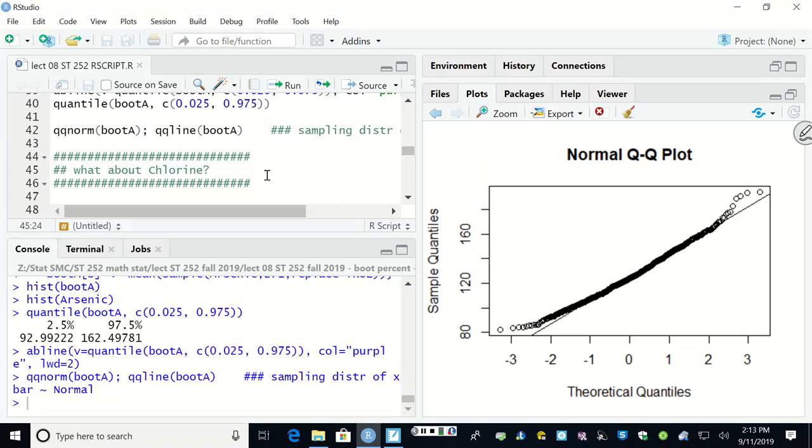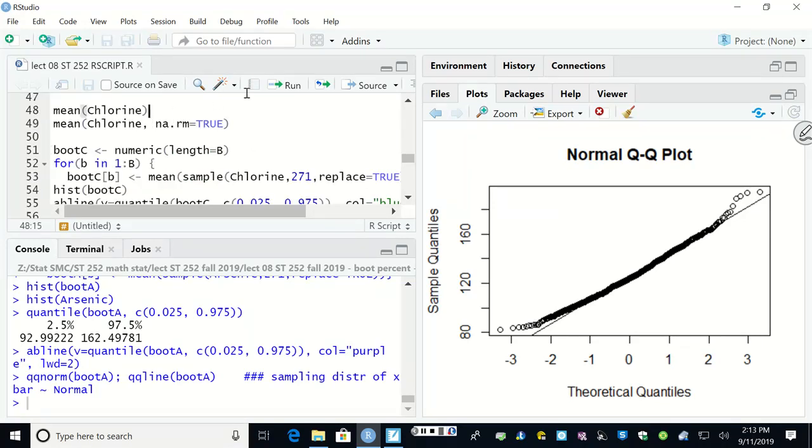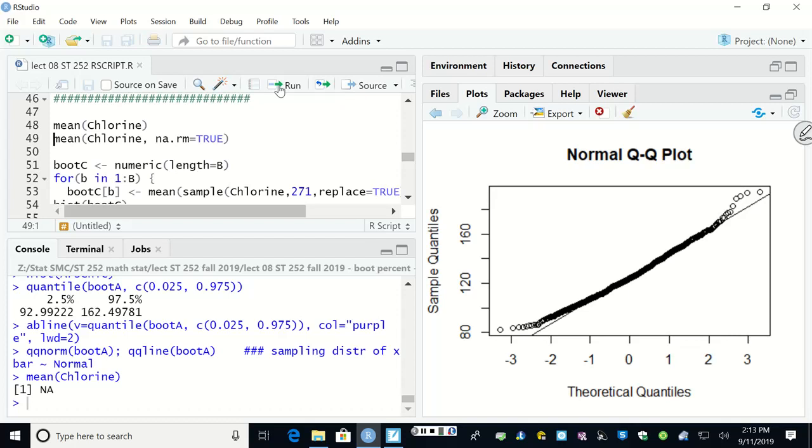What about chlorine? The mean of chlorine comes back as NA. There's a missing value. R by default doesn't do anything. It doesn't make it 0. It doesn't delete it. It just leaves it at NA, and so the sum can't be computed, which is kind of good. Some software programs will put a 0 in there, or just drop it out, or not tell you what they're doing. You're supposed to pay attention and know.